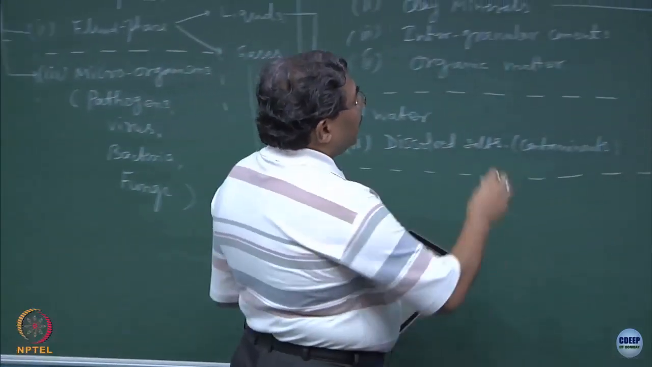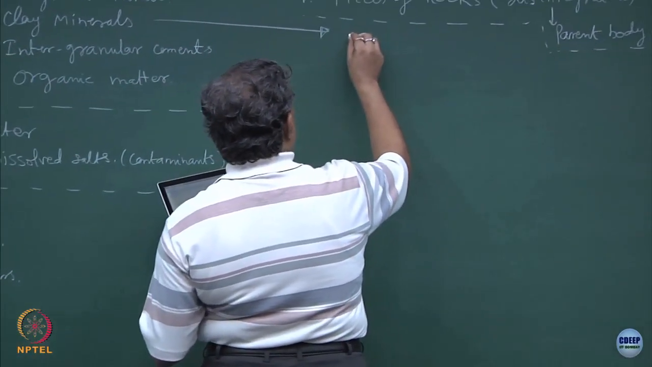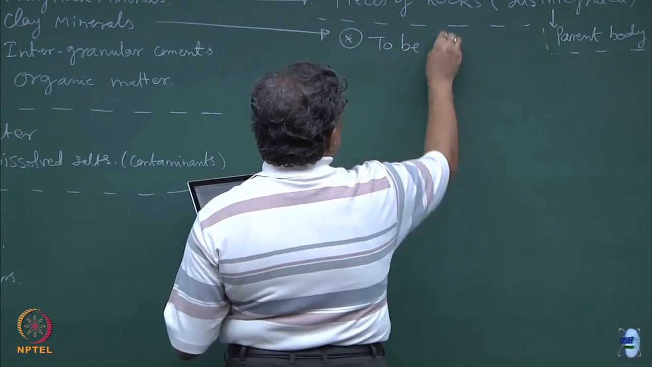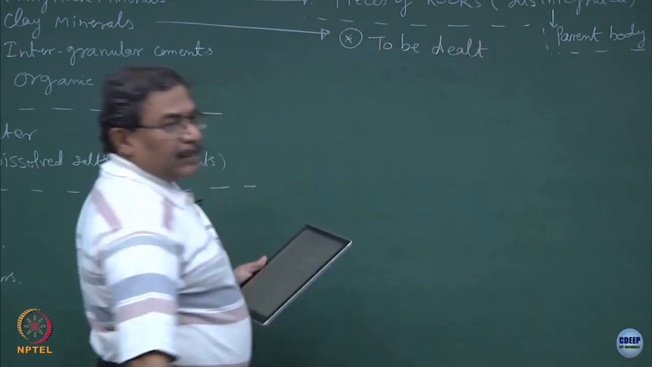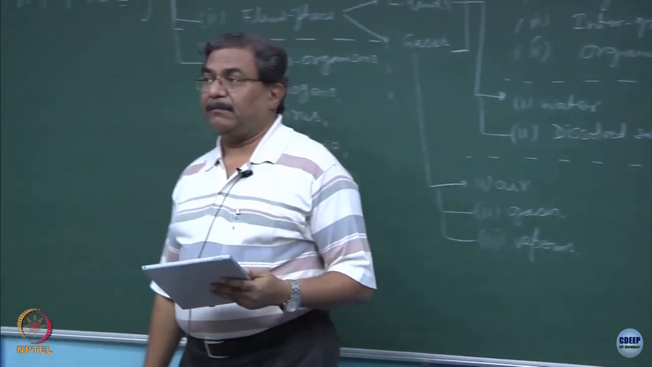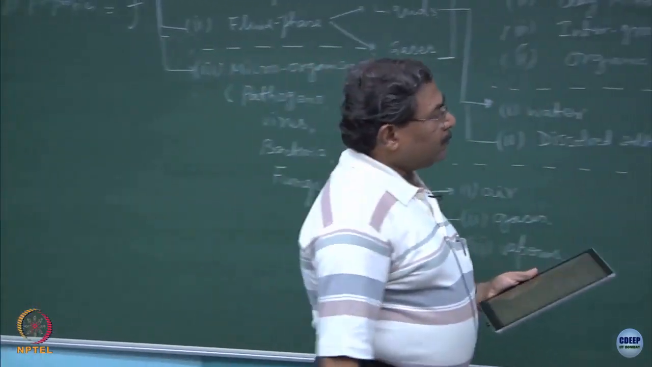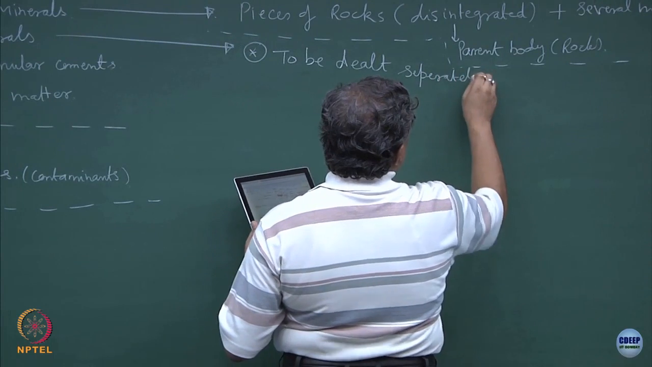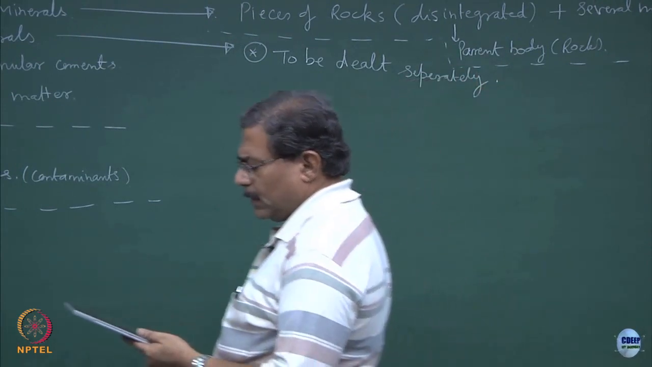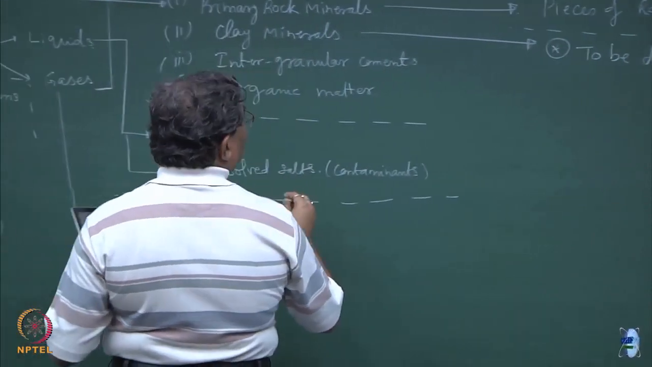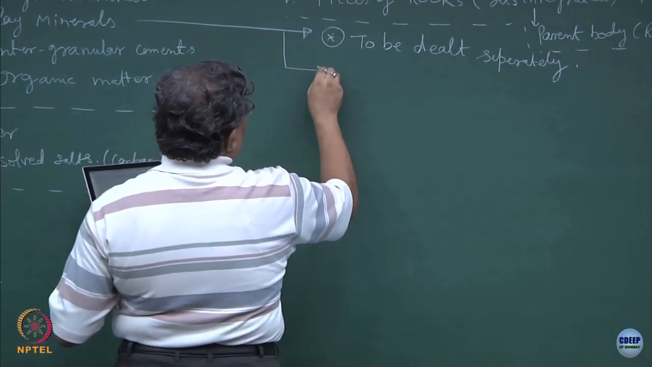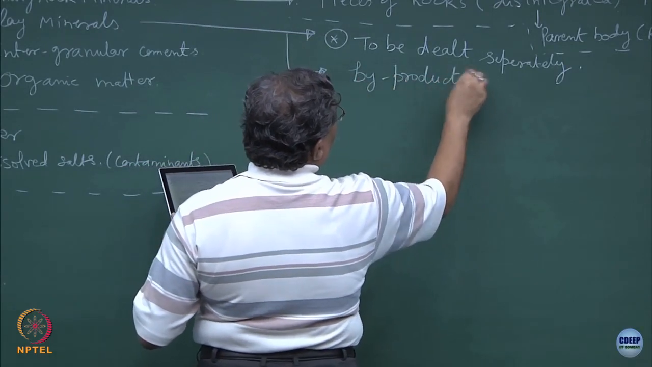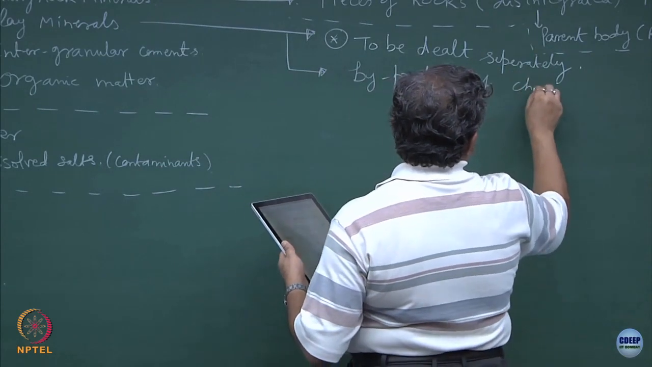So, as far as clay minerals are concerned, I will be discussing this in detail in a separate lecture. Because, as you must have realized from this discussion, clay minerals are the most important thing in the matrix of the soil. So, this we will be discussing separately. Normally, these are the byproducts of chemical weathering of rocks.